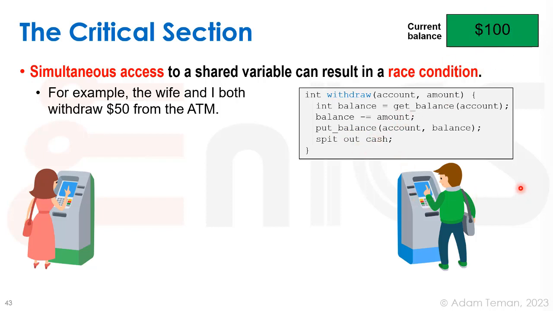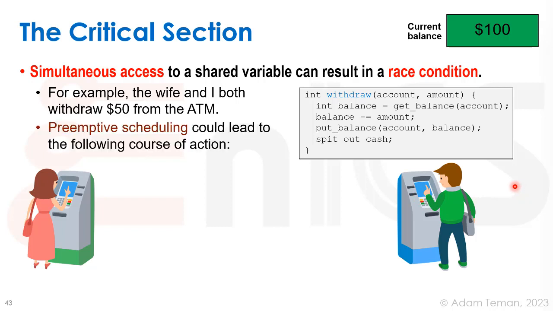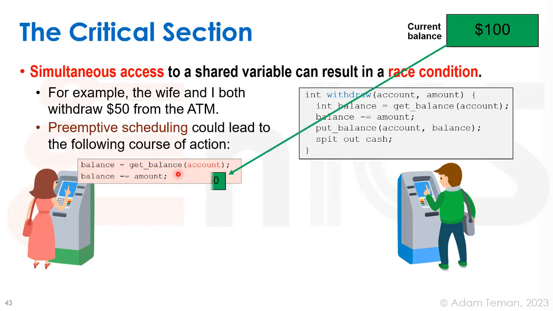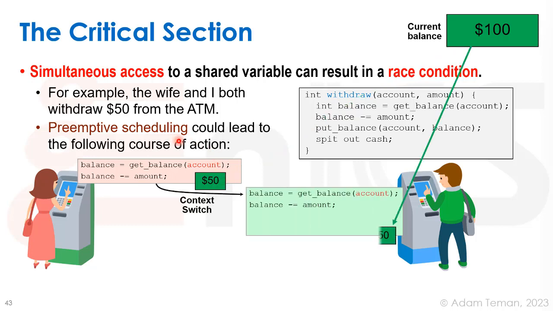So my wife gets there first, and she pushes the button and says she wants to take $50 out of the account. We have this get balance, which reads $100 from the account and decrements the $50 that she wants to pull out of it. But since we have preemptive scheduling, what could happen now is that we could have a context switch all of a sudden at that point in her code.